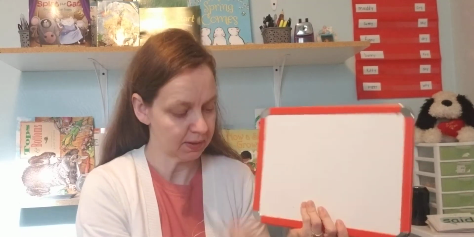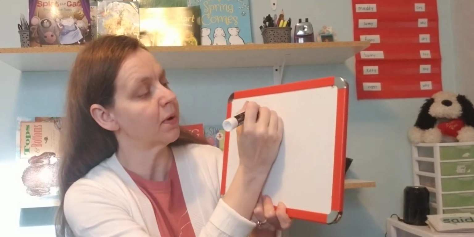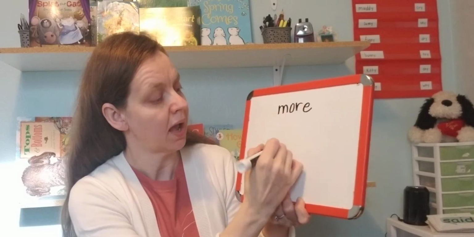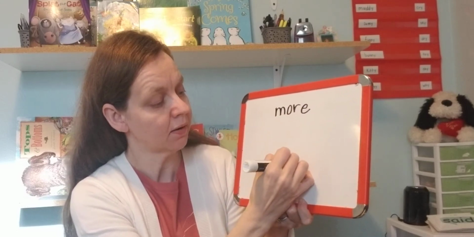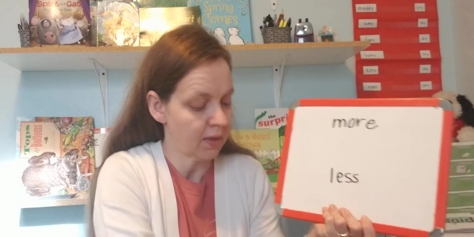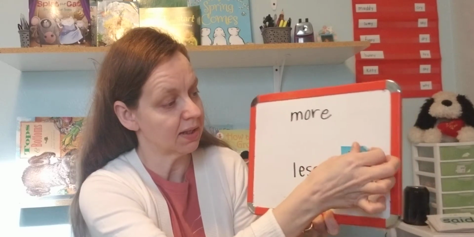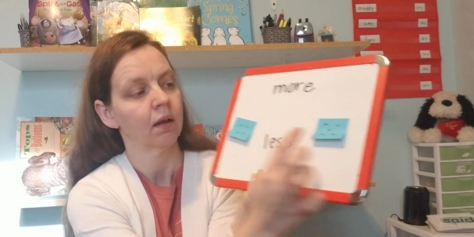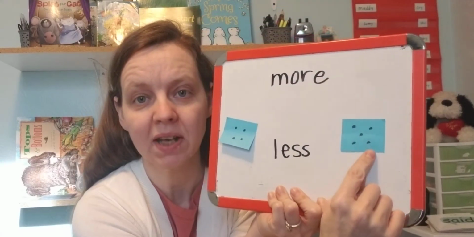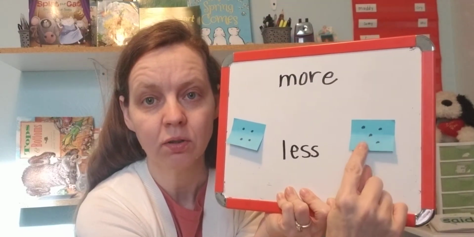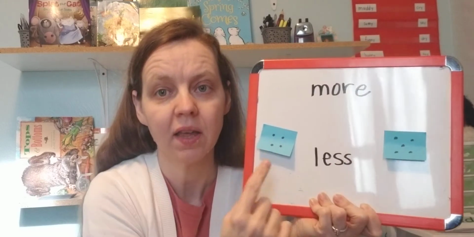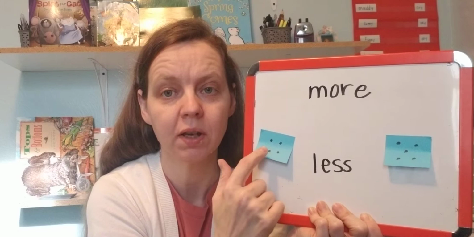I have some dots here and we're going to count them and we're going to decide which one is less. So I'm going to put more and less on my board. And then we're going to put some numbers up here and you're going to help me decide which one's more and which one's less. All right, let's look at this one first. How many dots do you see? 1, 2, 3, 4, 5. 5 dots on this card and this one has 1, 2, 3, 4.